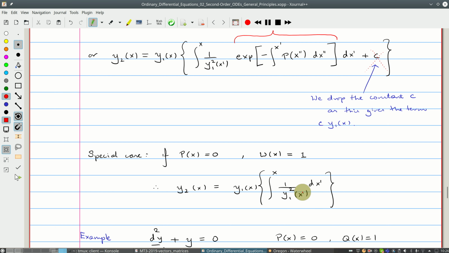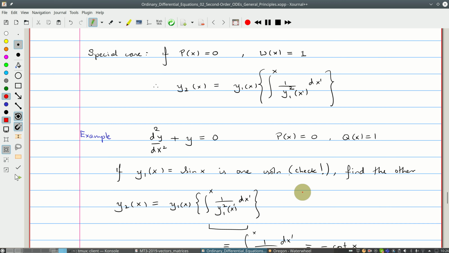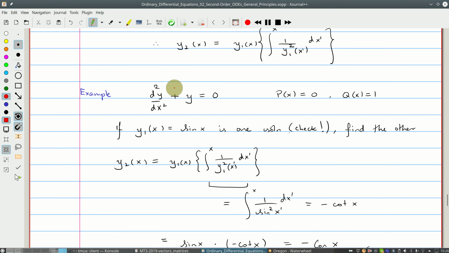Let's take an example and see how this works. We'll take a familiar differential equation, d squared y by dx squared plus y is 0. In other words, p of x is 0. That means we have this case here. And q of x is 1. If we take our first solution to be y1 of x, which is sine x, please check that this is a solution. We need to find the other.